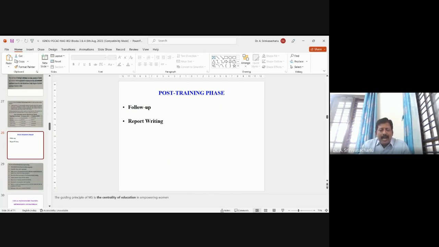After training, say after 1 week, you can visit the community. You can ask them, are you all going to the post office? Are you all able to fill the application in the bank and all? Are you all able to withdraw money on your own? Are you all able to use your own ATM card? All that. Talk to the people, observe the people, take the opinion from others about how the participants are being benefited. That is follow-up. And report writing, very important.